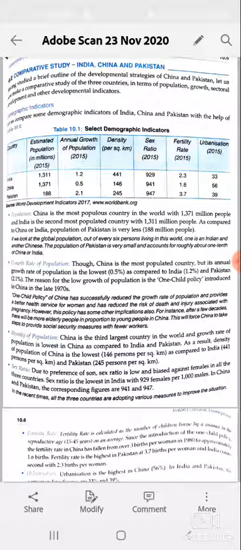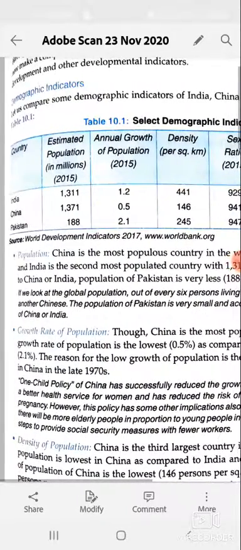First of all, let us discuss some of the demographic indicators. Now, remember, my dear student, demography is related to the population. Any data related to its population is called demography. Now, you can see in table 10.1.